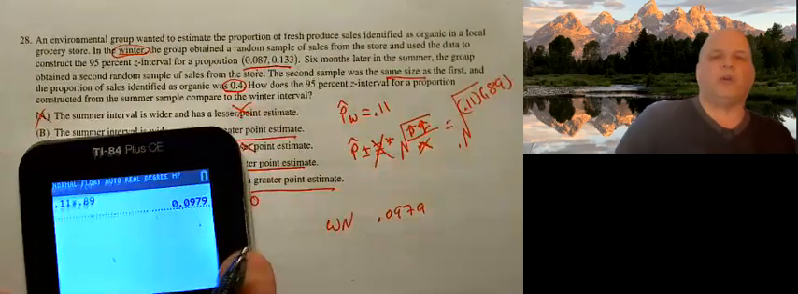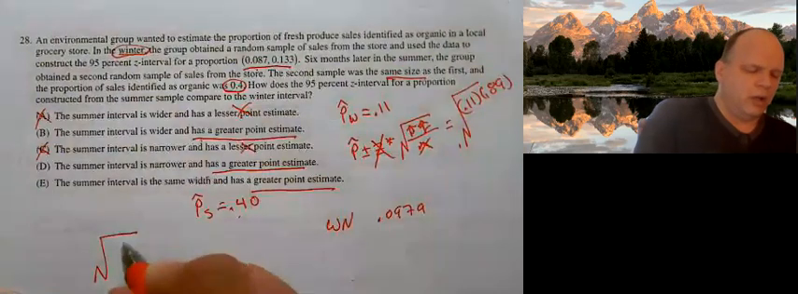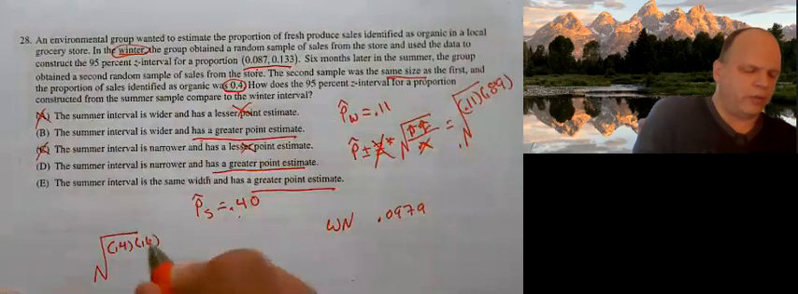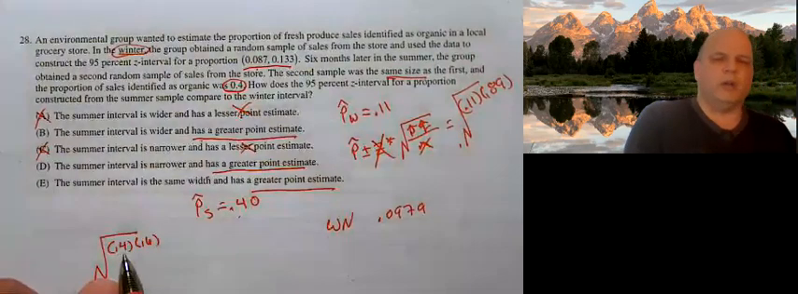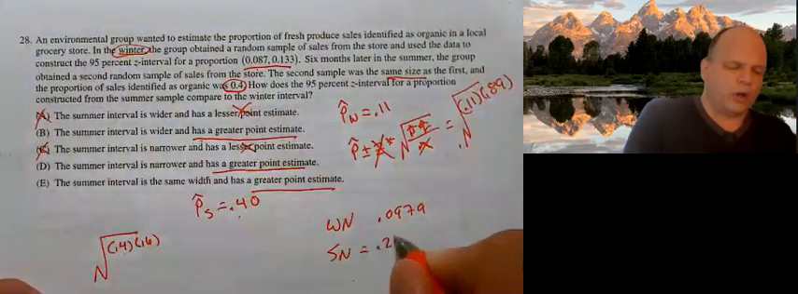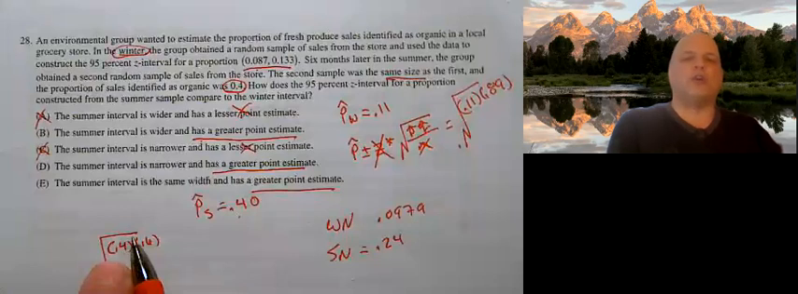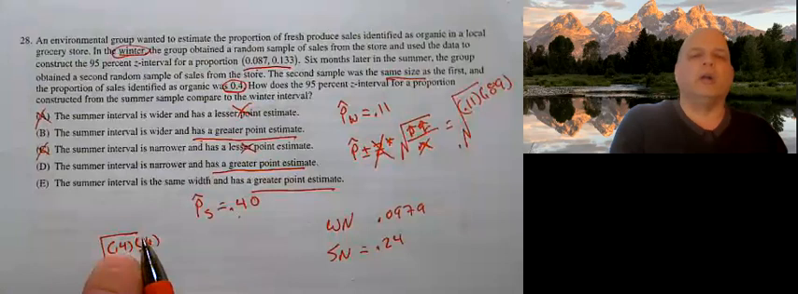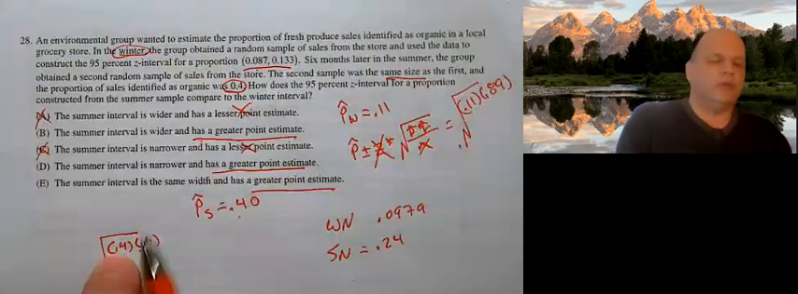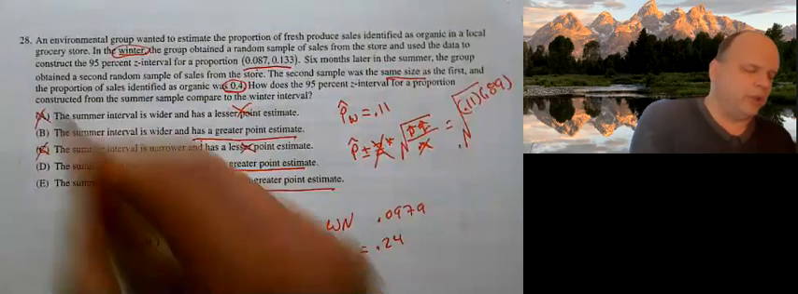What is going to be our summer numerator? Well, our summer numerator is going to be 0.4 times 0.6, which is 0.24. So our summer numerator is 0.24. So consequently, because our numerator is larger, we have a wider interval. So the summer interval is wider and has a greater point estimate.